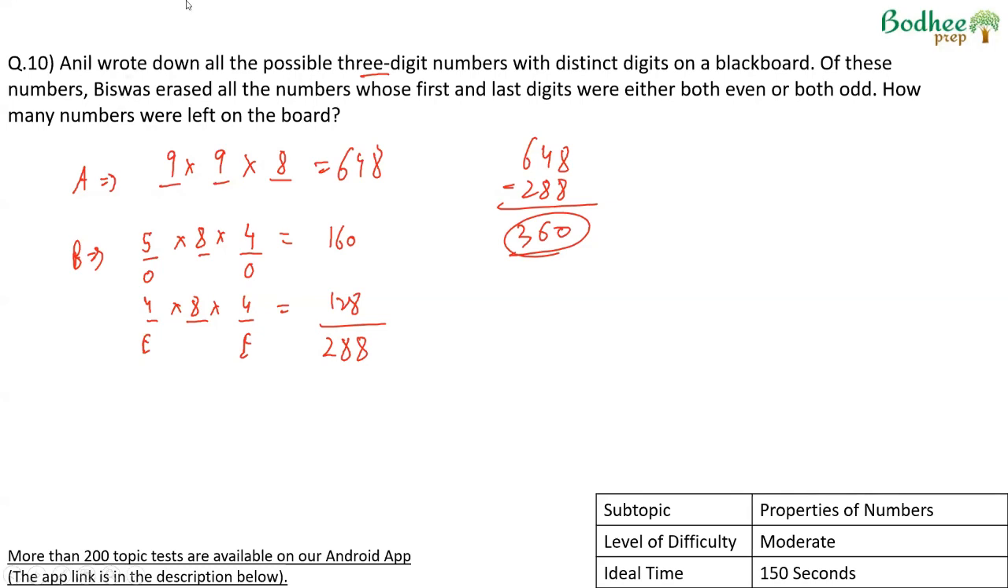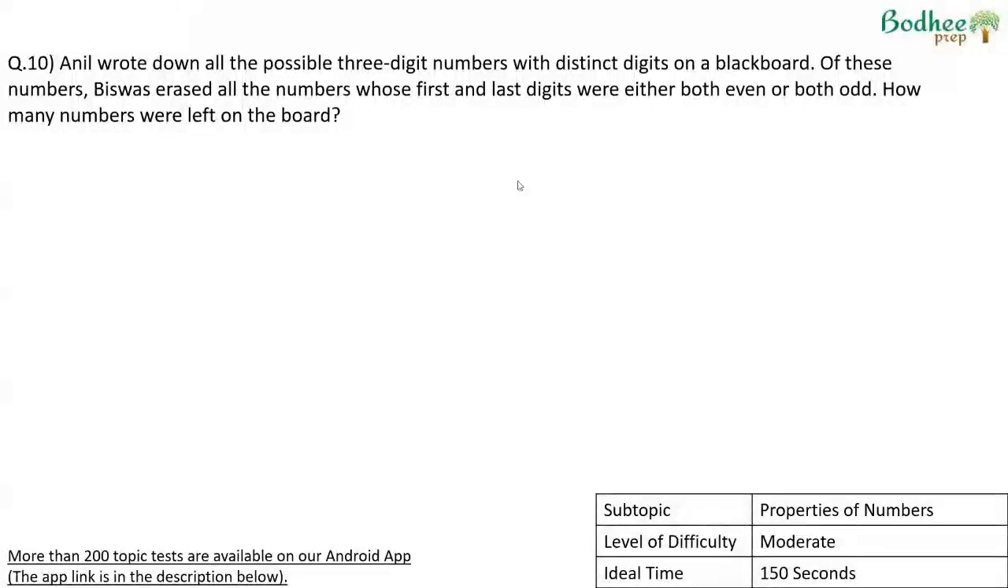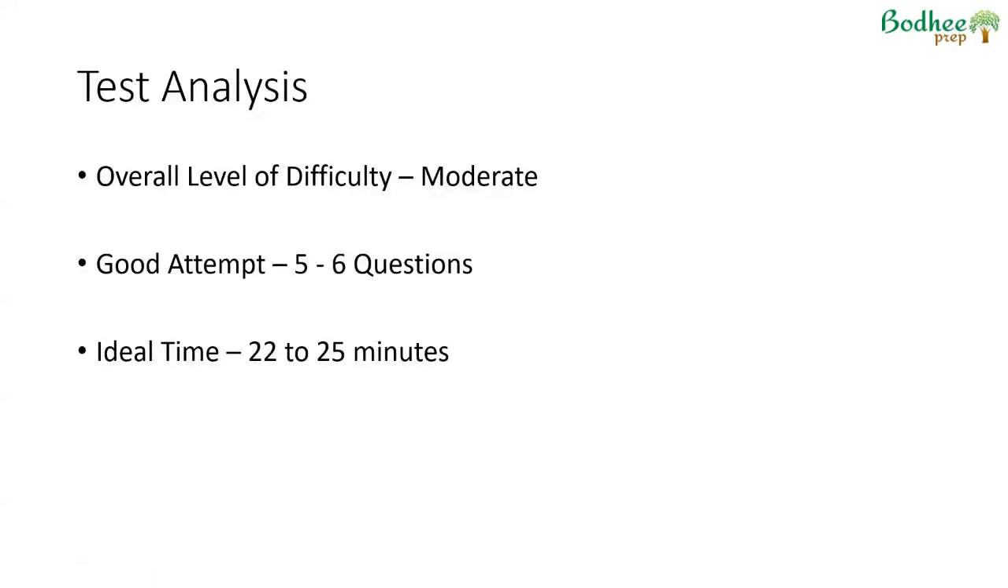So if I look at the overall test now again, the overall level of difficulty for this test would be moderate, where we were trying to get 5 to 6 questions netted correct in about 25 minutes of attempt. My 5 questions would be 3, 4, 6, 8, 10. Which are these questions?